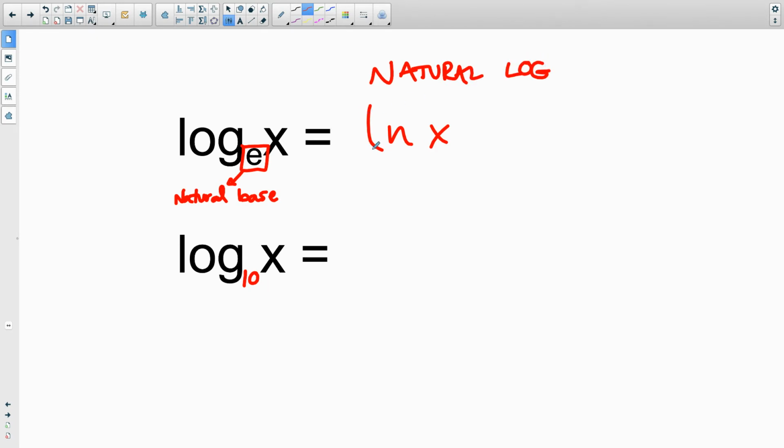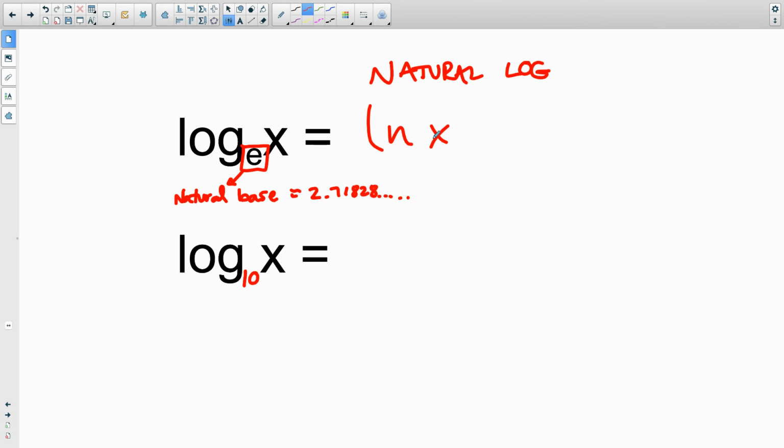It's a lowercase l, lowercase n, and then an x. Think natural log, NL. This is ln because I believe it's either Latin or Greek for log naturalis. So this has been around a long time, but they call it the natural log, and that is with base e. And that natural base, remember, is approximately 2.71828, and so on.